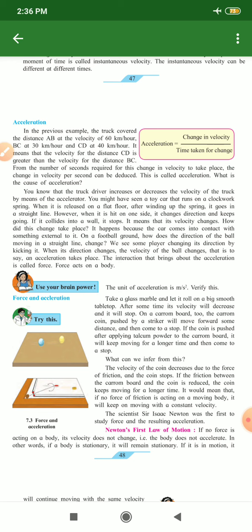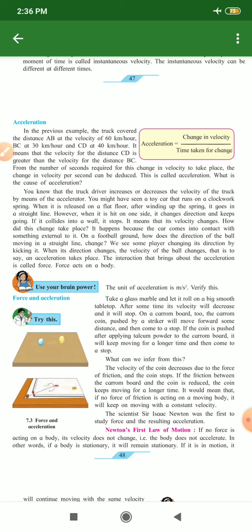You might have even seen a toy car that runs on a clockwork spring. When it is released on a flat floor, after winding up the spring, it goes in a straight line. However, when it is hit on one side, it changes direction and keeps going. If it collides into a wall, it stops. It means that its velocity changes. How did this change take place? It happens because the car comes in contact with something external to it.